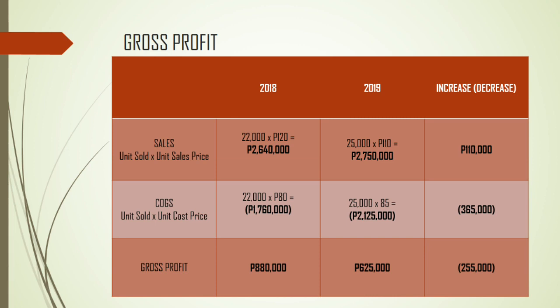Next is the 1,760,000 to 2,125,000. So, dito, tumaas yung cost of goods sold natin. Ibig sabihin, tumaas yung expense natin and it's a negative thing or a bad thing. So, we have here 365,000 increase and we will be getting, just like what we did to get the gross profit, sales minus cost of goods sold. So 110,000 minus 365,000, we get negative 255,000. So negative 255,000 natin, dapat yan din yung mapalabas natin sa two-way variance analysis natin at saka sa three-way variance.